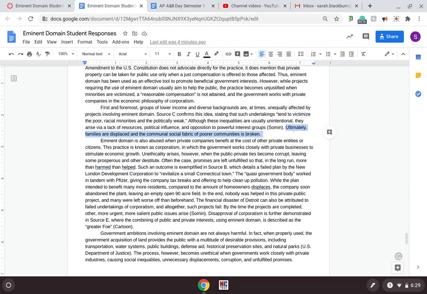Ultimately, families are displaced, and the communal social fabric of poorer communities is broken. So it's a nice sentence. It's got decent diction in there, but it's just a little bit vague and doesn't talk about the specifics of how families are displaced by eminent domain and how these poorer communities have been broken. It has some fancy language, but nothing really backing it up.